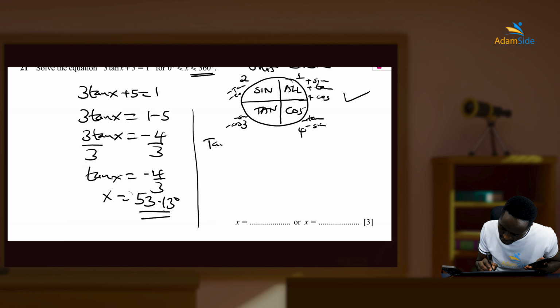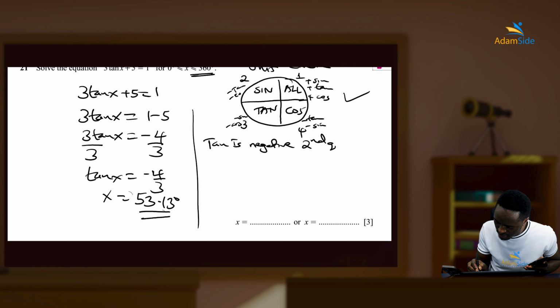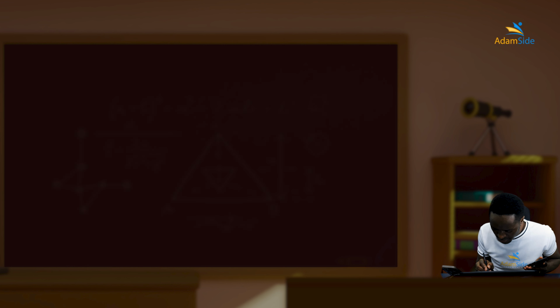Tan is negative in the second quadrant and fourth quadrant. Therefore, for the second quadrant it will be 180 degrees.